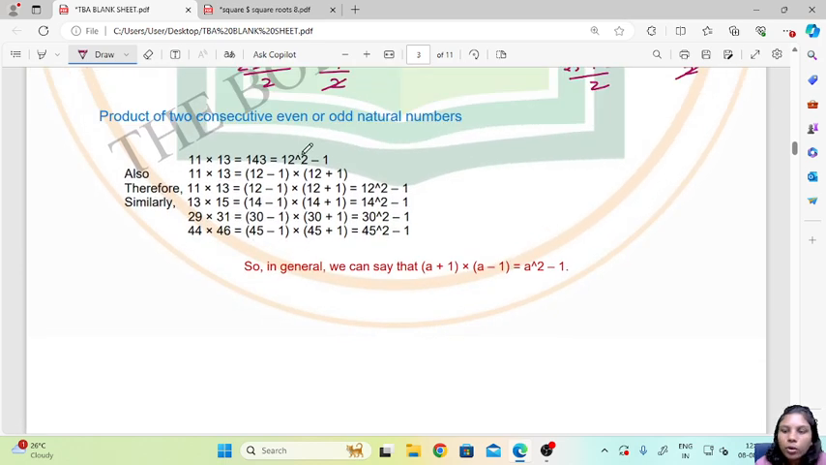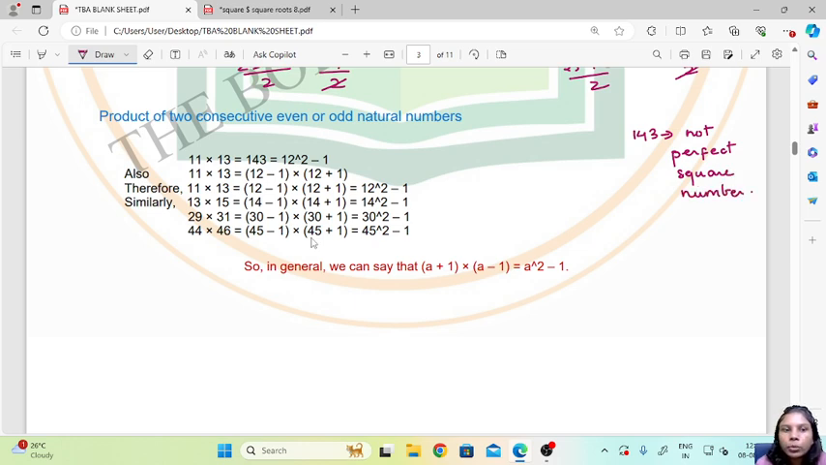Now let's look at what happens when we have the product of two consecutive even or odd natural numbers. So we have, say, two odd numbers that we are multiplying, that is 11 into 13. Now 11 into 13 gives us 143. So 143 is not a perfect square number.